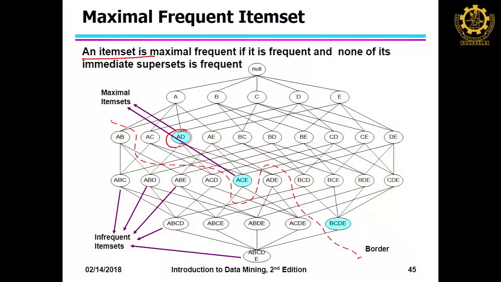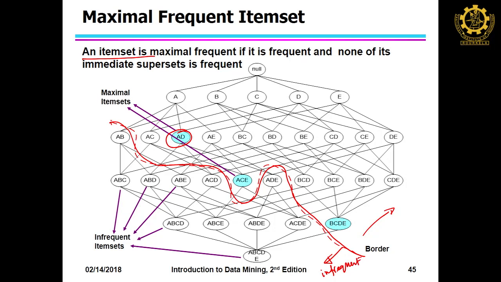One technique is called maximal frequent item set finding. The definition we said is: a maximal frequent item set is a frequent item set and none of its immediate supersets is frequent. So, in this example, let us say AD. What is the support of AD and its corresponding supersets? There is a line drawn here, the border line: above this line is frequent and below this line is infrequent.